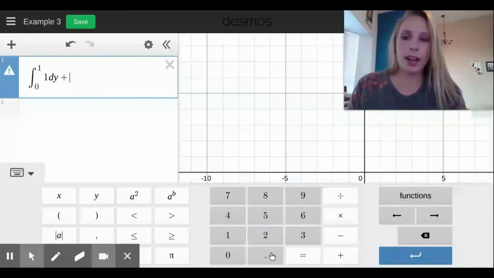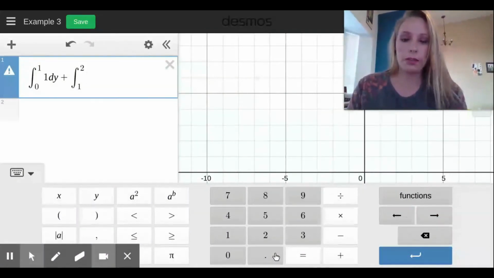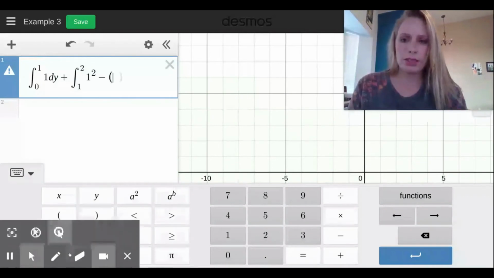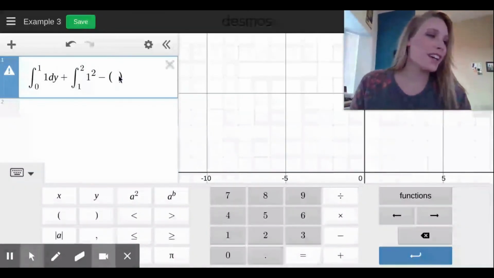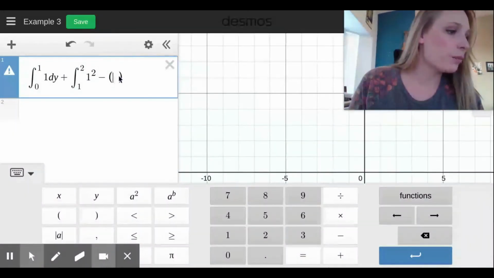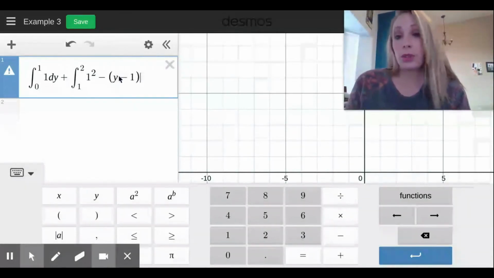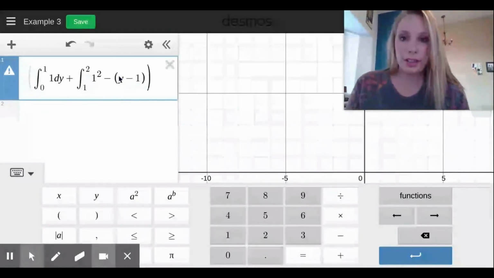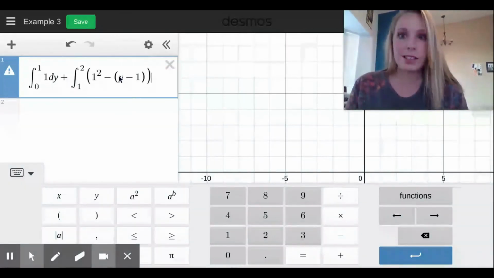plus we were adding the integral from 1 to 2 of 1 squared minus the square root. Well, I can't reach the square root because there's a bar down here. I don't know how to move it. Okay, so the square root of, what was it? y minus 1 squared, and so that cancels out. And then this, gotta put some more parentheses around there. I'll get good at technology eventually, guys. dy.